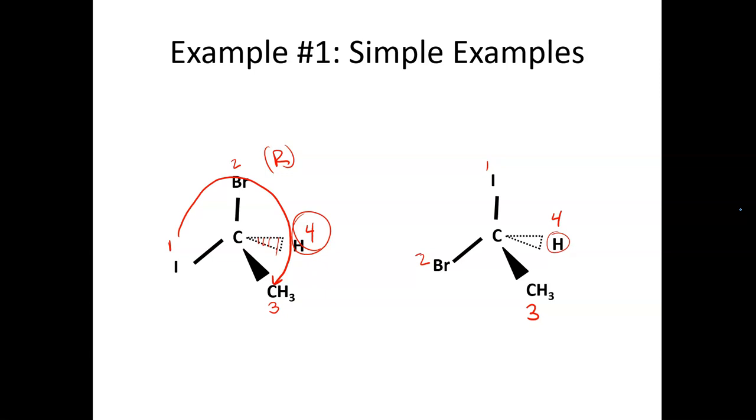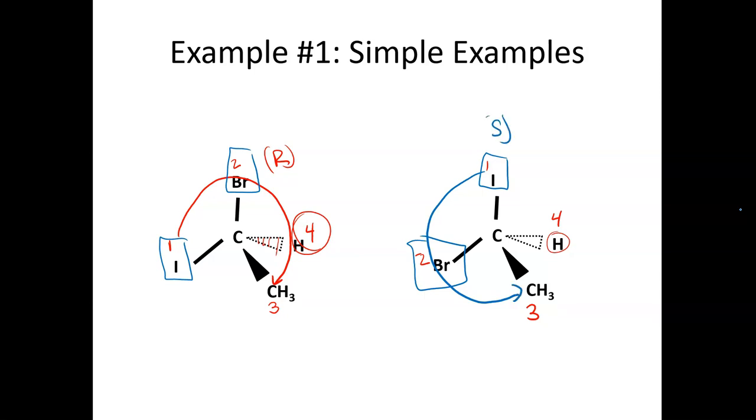Now you'll notice we just switched these 2 groups out. I'm going to just highlight that with different colors. So the 1 and the 2, those are swapped. And that's going to change. Now we go from 1 to 2 to 3. Now this is an S, so it's the opposite direction. We went from clockwise to counterclockwise. So that's the difference between an R and an S.